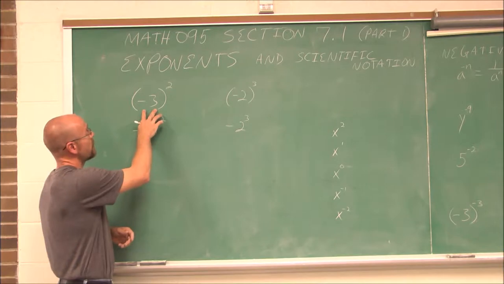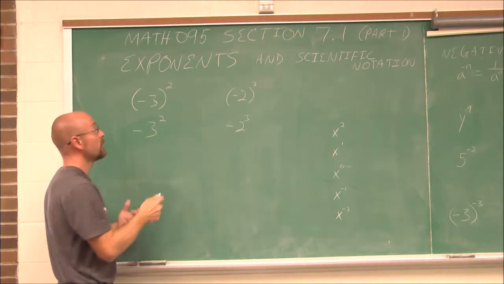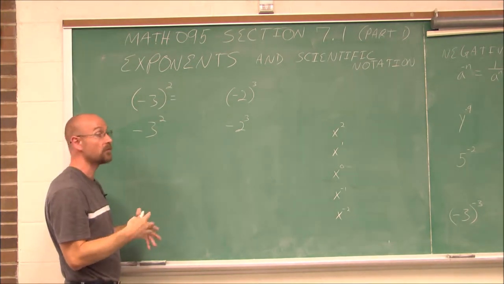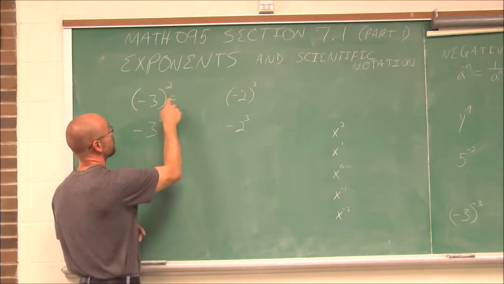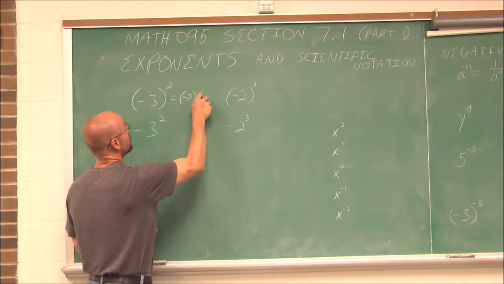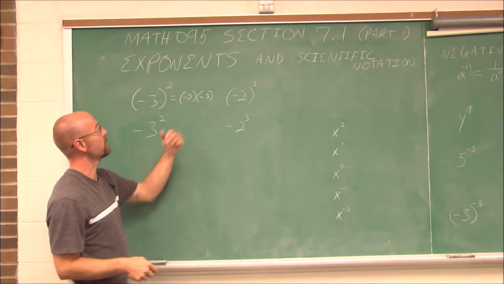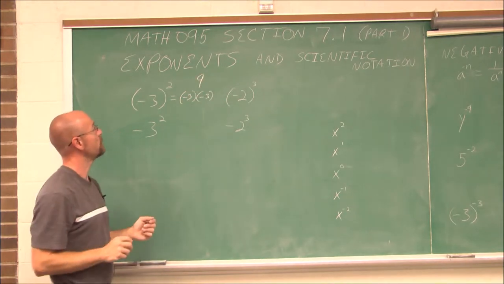If we look at this example, it says negative 3, the quantity, is squared. And if we recall, if we square a negative, we have two negatives. An even number of negatives will give me a positive value, because we have a negative 3 times a negative 3. That's what it means to square. And negative 3 times negative 3 is 9. So this value would equal 9. I'll just write it up there.